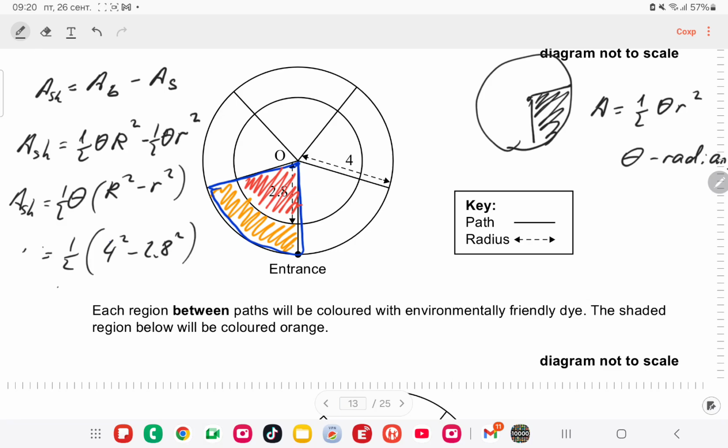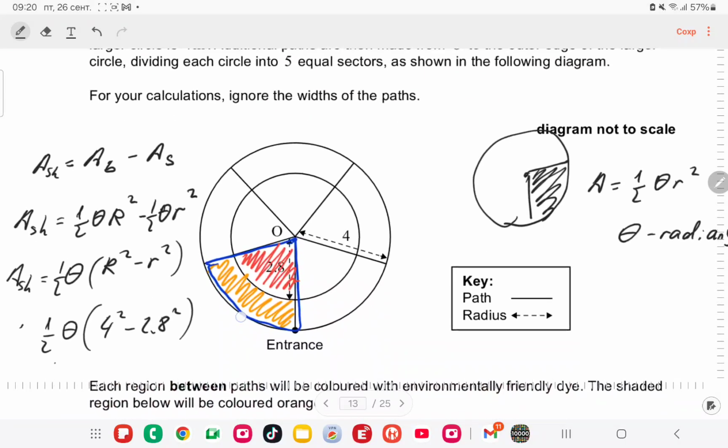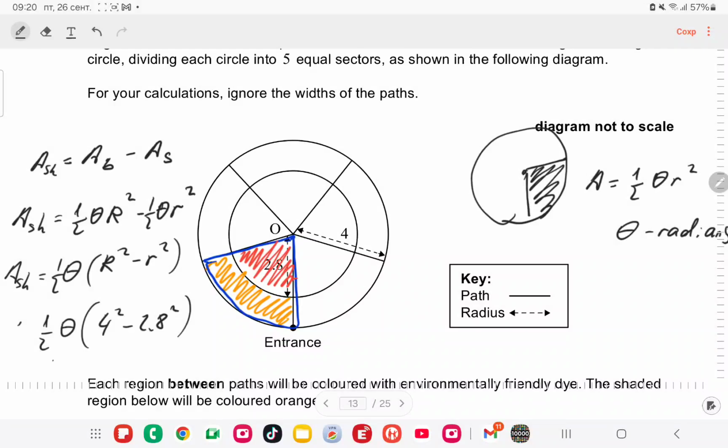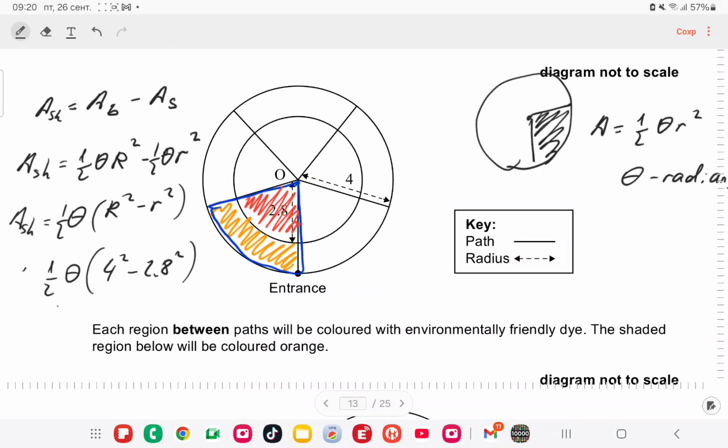And don't forget to write theta. Yeah, and now the question is to find theta. What's the angle here? What's the angle of theta? And now we should consider that this circle is divided into 5 equal parts. It means that we can use the next fact.